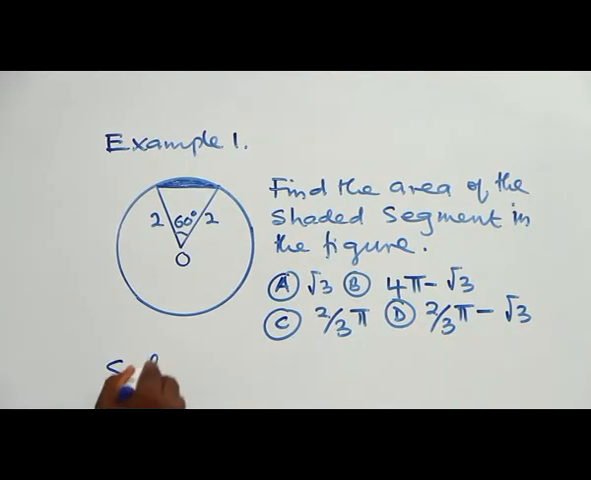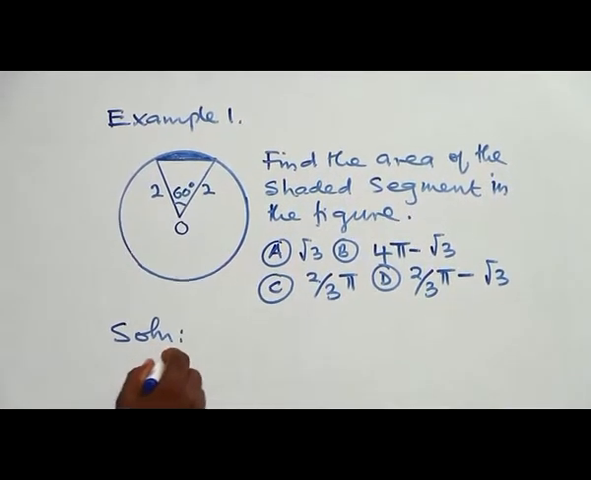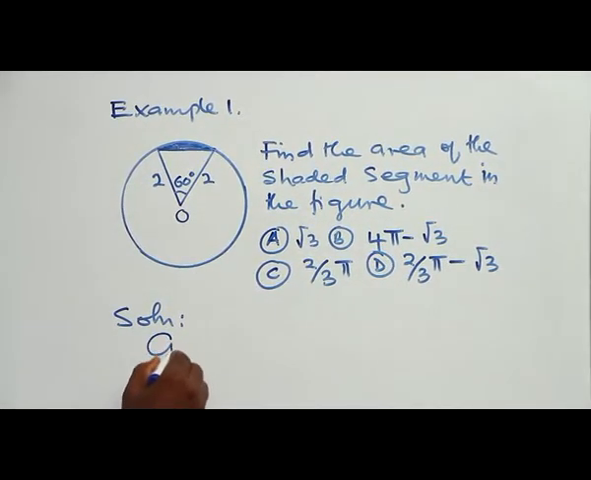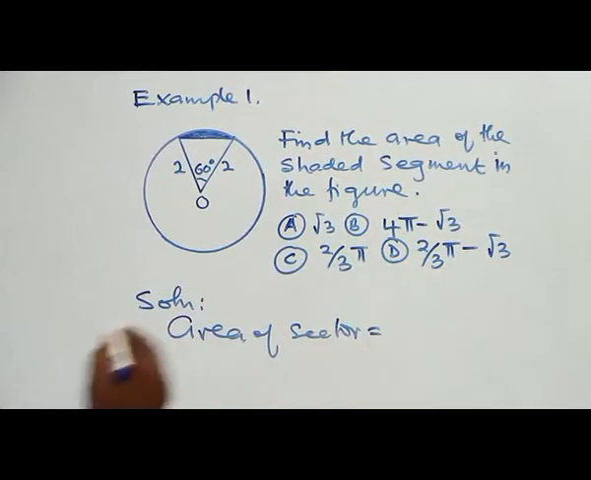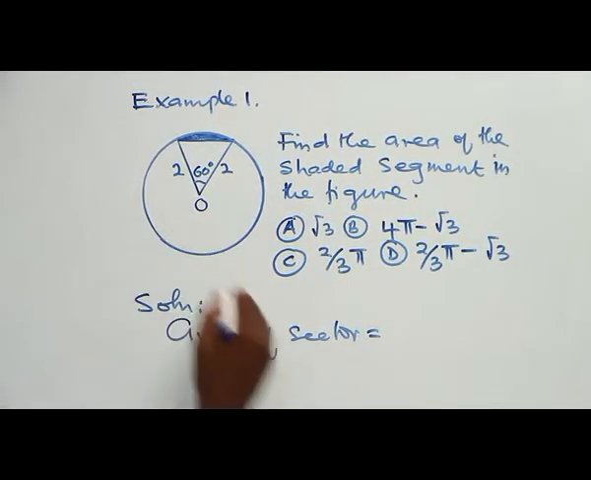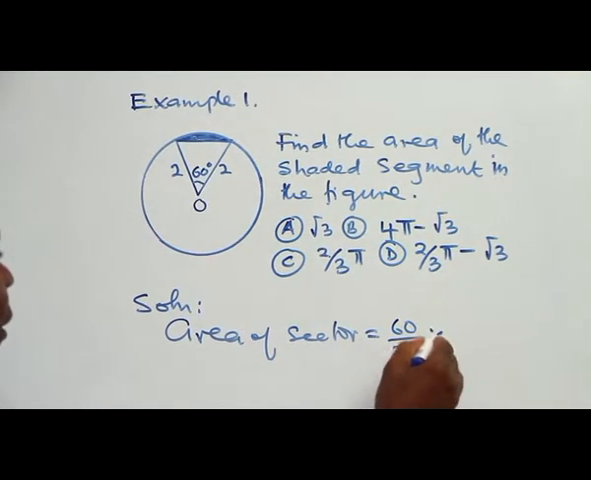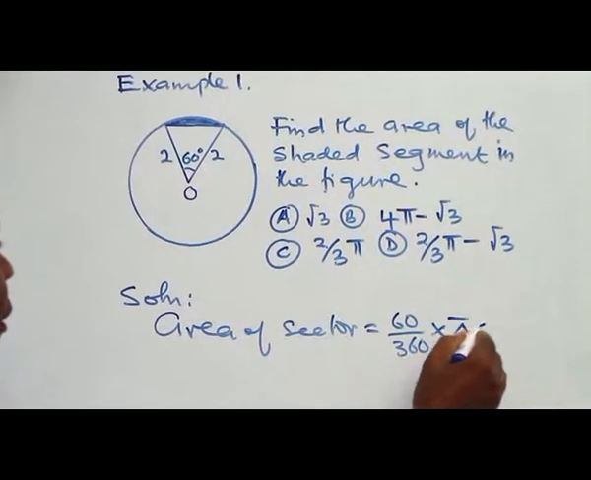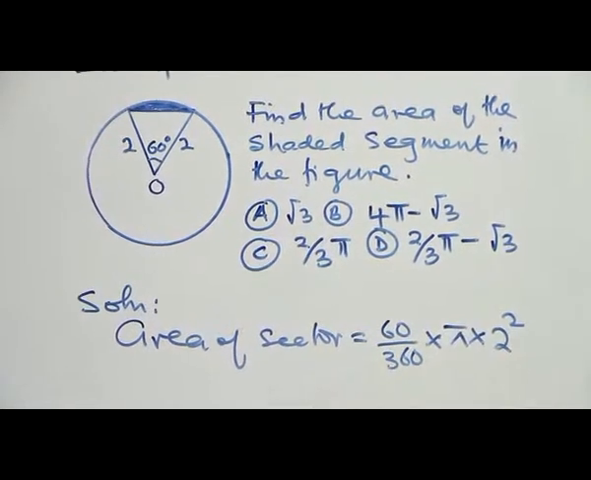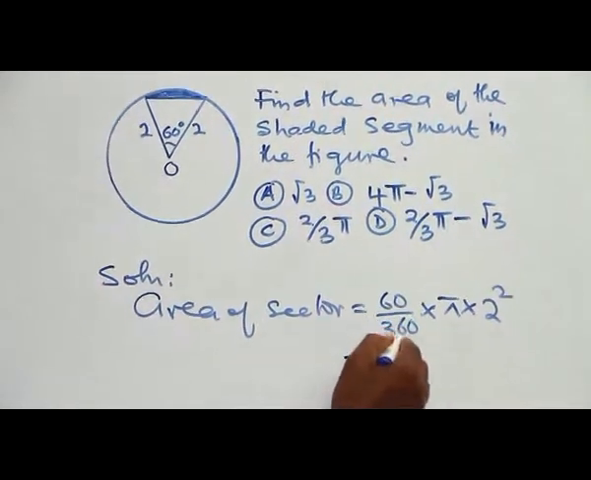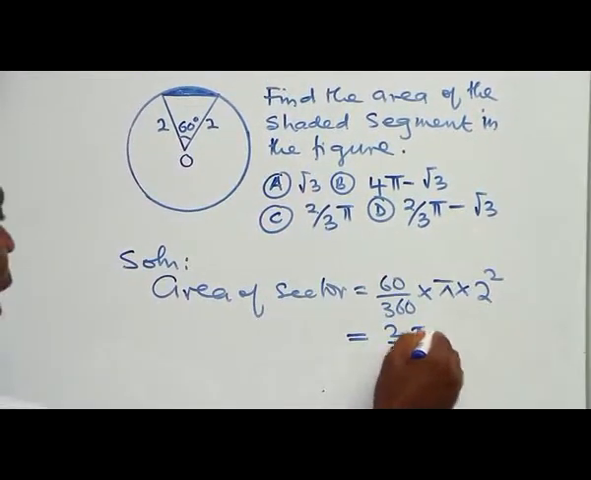Our solution. To find the area of the shaded segment, we will first of all find the area of the sector. So we have area of sector. In this case, the area of the sector is the angle subtended at the center over 360 degrees times pi, and then times the radius, and radius here is 2, and it is squared. So eventually you will cancel this. This is 1 over 6, that is 4 over 6, that is 2 over 3 of pi.